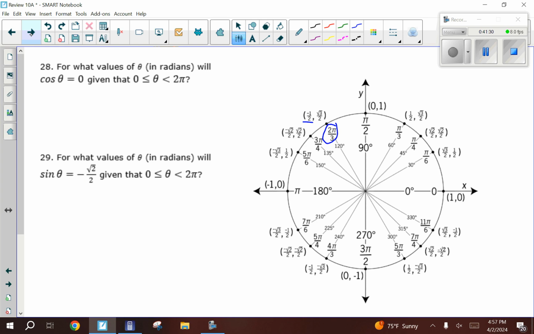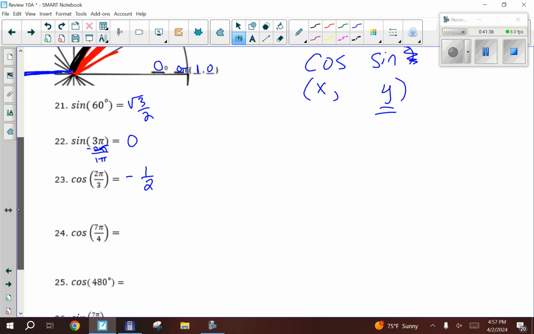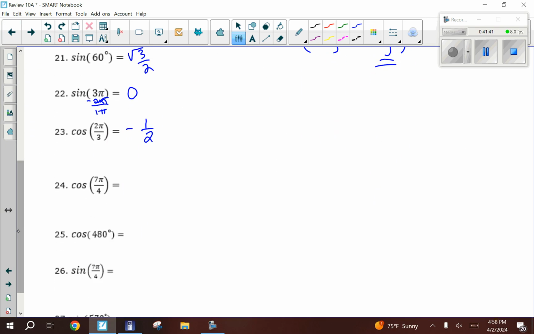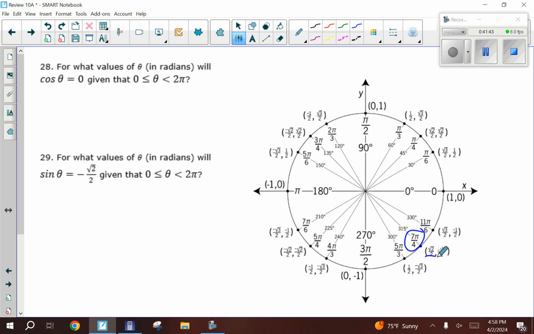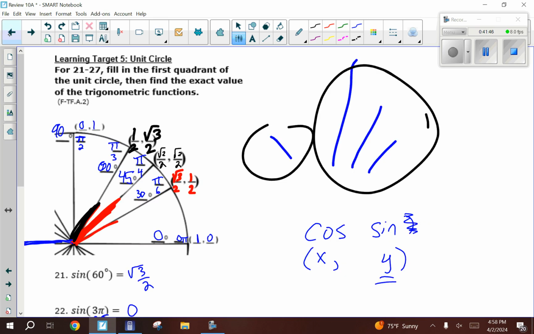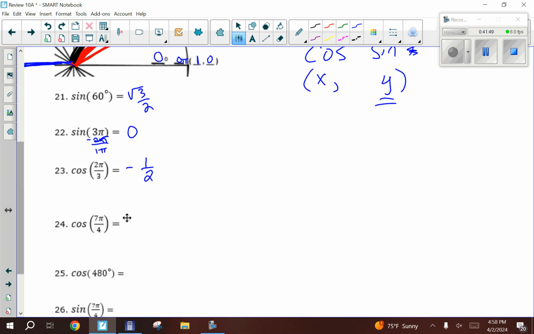7 pi fourths. Where are we? 7 pi fourths is right here. And that question wanted the cosine. So the cosine is going to be your first number. So that's radical 2 over 2. So radical 2 over 2 was the answer for this one.